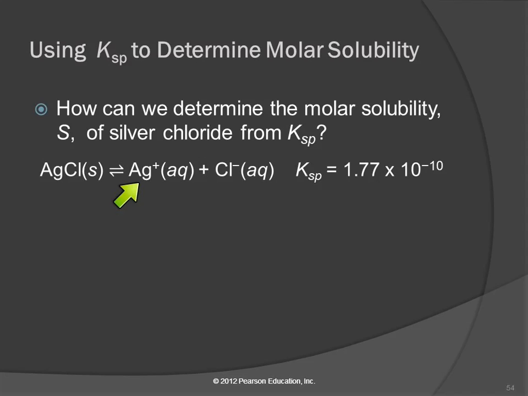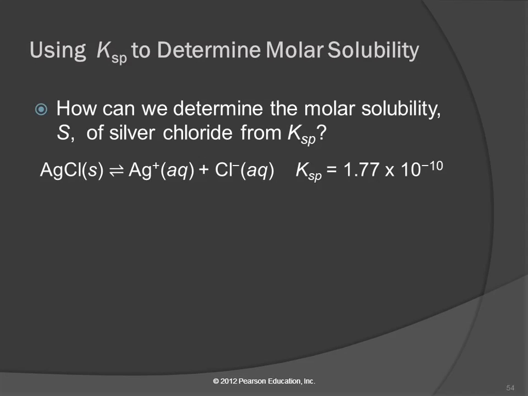So we get silver ion and chloride ion. And Ksp is this number. This is a small number, 10 to the minus 10. How can we figure out what the molar solubility of silver chloride is? How many moles of it will dissolve in 1 liter of solution?